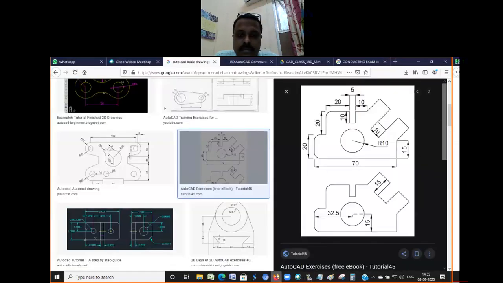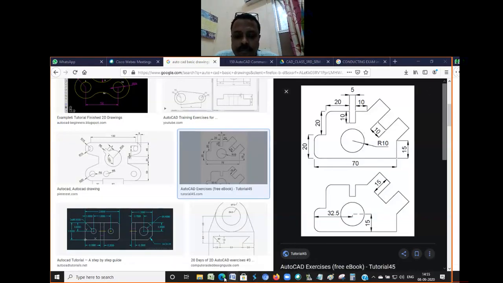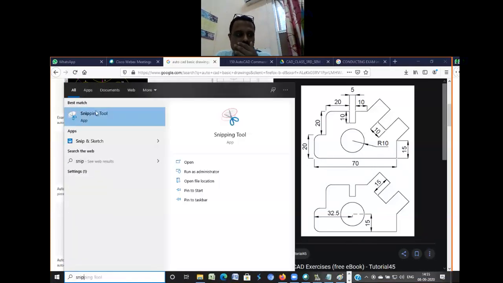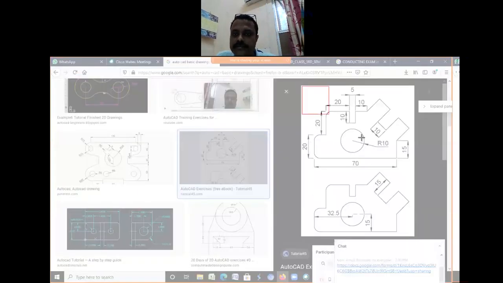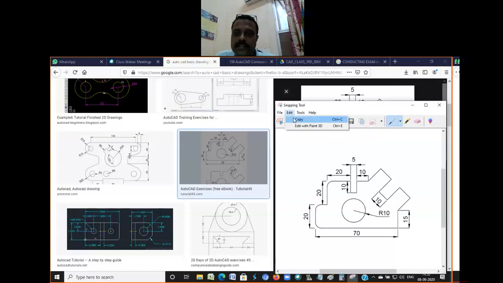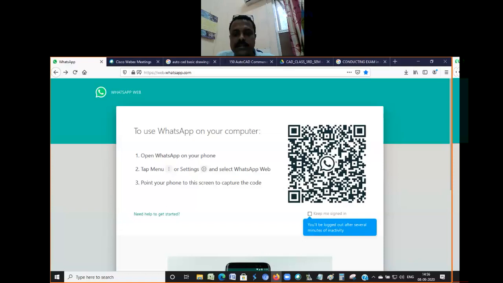So, can you draw this figure now? This figure. This one. Can you see this on the screen? Yes, sir. So I think you should be able to draw this figure now. Let us try. Assume all these are in millimeter, so you don't have to really change the dimensions. I will share this in just a moment.